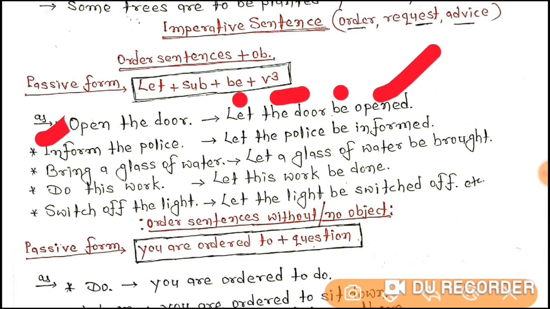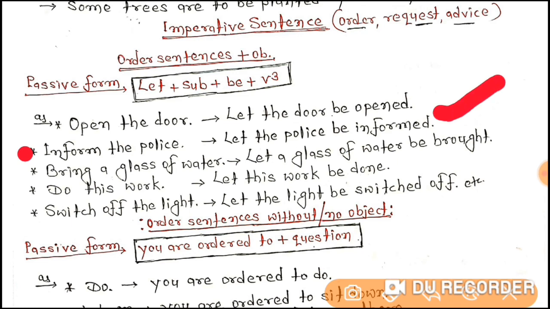Clear, students? Now next example is what? Next example is inform the police. So inform whom? The police. So let the police be informed. Next, bring a glass of water. So bring what? So a glass of water. So begin your sentence with let. Let a glass of water be brought. Clear, students? The next is what? Do this work. So do what? This work. So let this work be done.